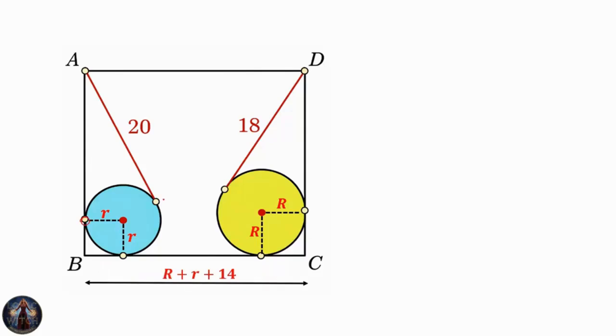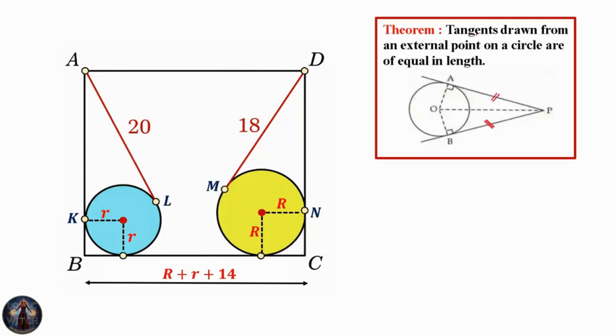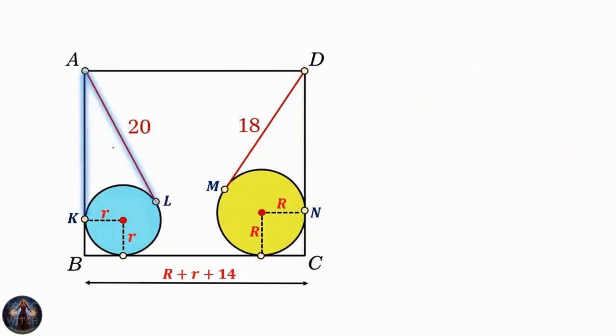Now we can see these points, right? These points are nothing but the point of tangencies. So let's just name these points first of all. Now we have this theorem which says tangents drawn from an external point on a circle are of equal length. Here AL and AK are the tangents to the smaller circle. So using the theorem, if AL is 20, AK is also going to be 20. And if we talk about this BK is going to be equal to this small r. Now this entire side length AB is going to be 20 plus r.